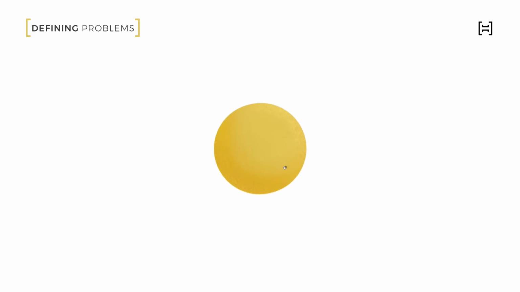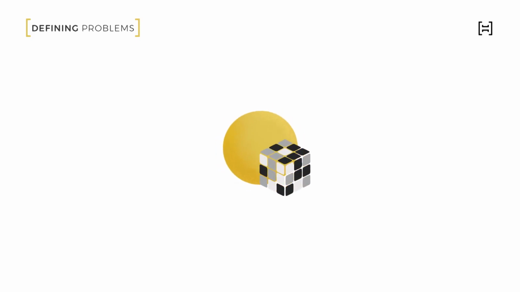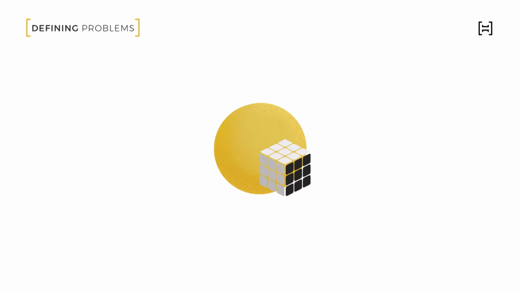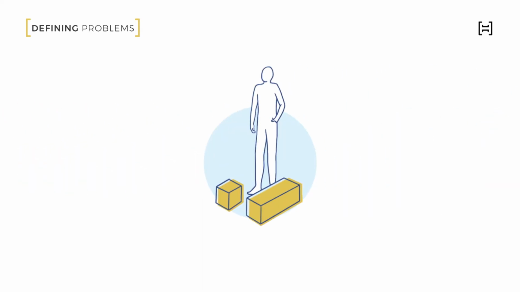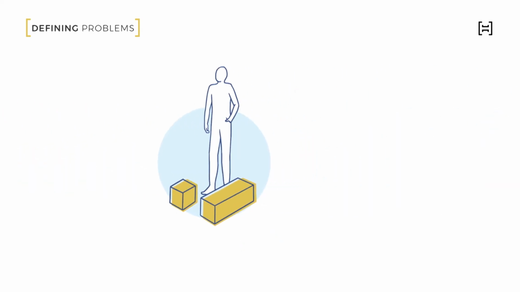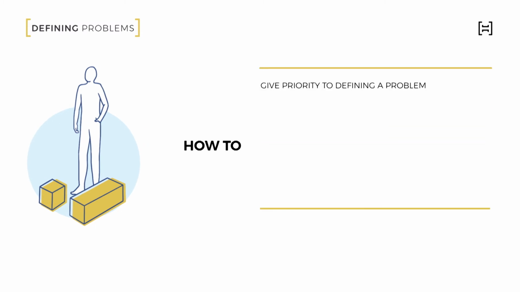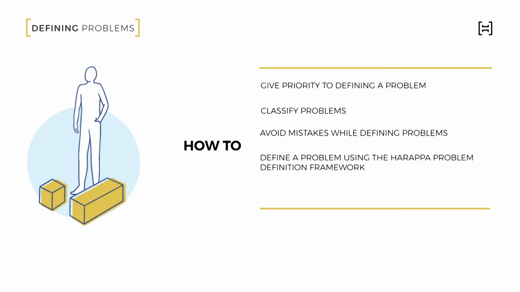Learning to define the problem, becoming aware of its scope and constraints, and adopting the right mindset to tackle it can ensure you zero in on the right problem to solve. In our Defining Problems course, you will learn how to give priority to defining a problem, how to classify problems, how to avoid mistakes while defining problems, how to define a problem using the Harappa Problem Definition Framework, and how to develop a mindset for defining problems.